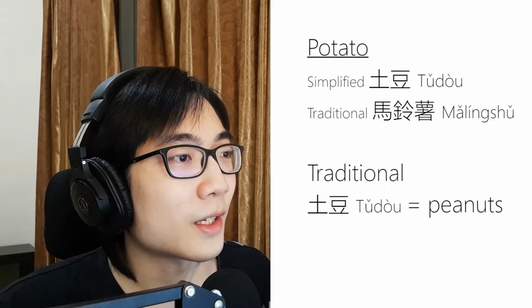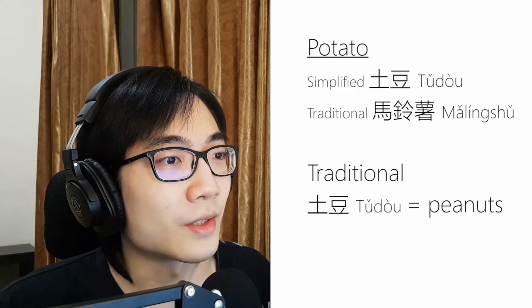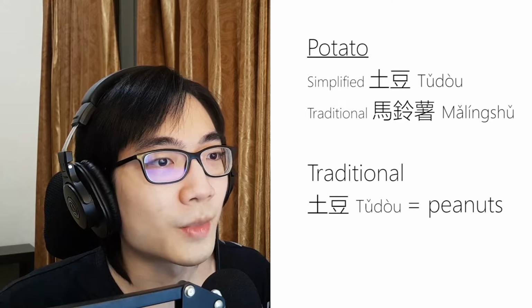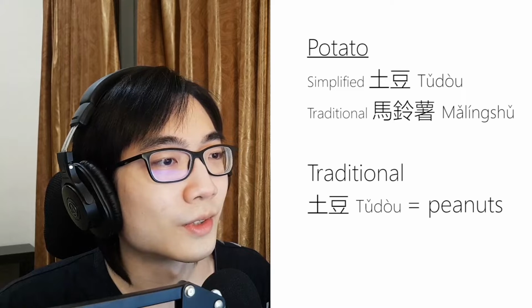Another example is 土豆, which means potatoes in simplified Chinese. But in traditional Chinese, 土豆 means peanuts. Potato is 马铃薯 in traditional Chinese. Also, another one that we usually use, which is taxi. In traditional Chinese, we use 计程车, while in simplified, we use 出租车.